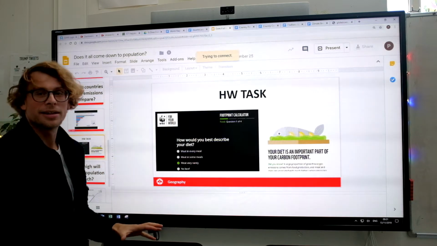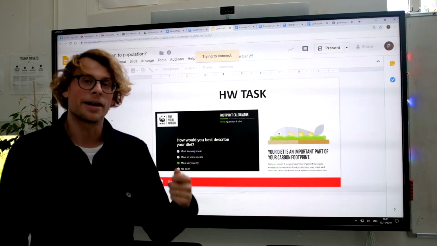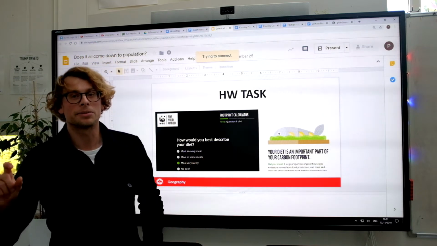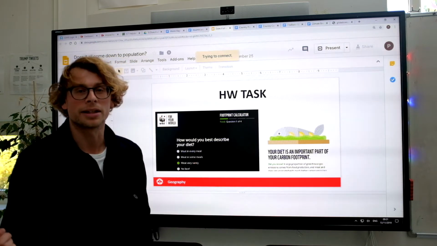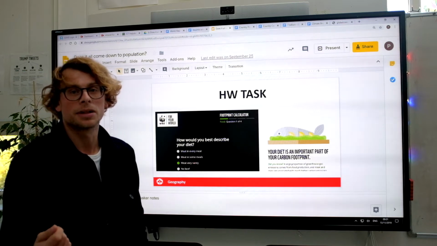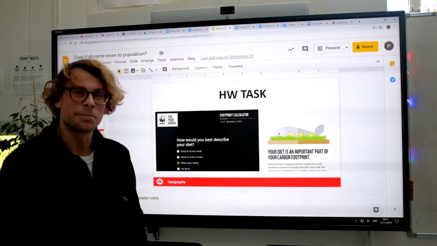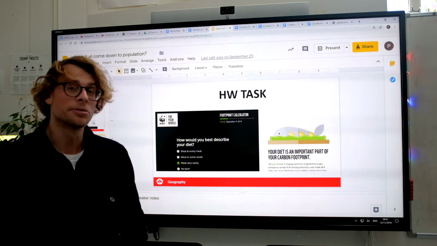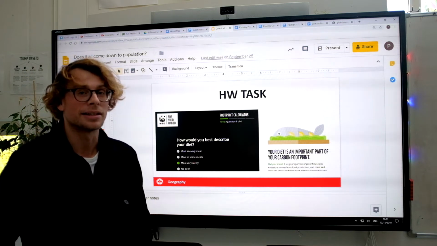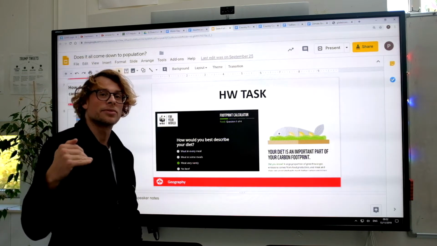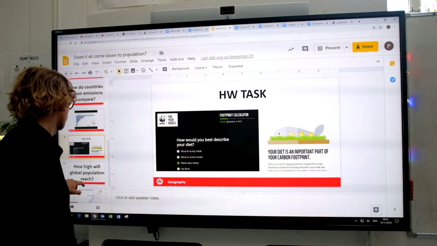The homework task here is for the students to be prepared for the next lesson, where they'll need to be able to use their own carbon footprint, so thinking about their annual carbon emissions. And there's quite a good calculator on the WWF website, which is really simplistic, if anything possibly too simplistic, but it gives a good baseline in terms of the students' carbon footprint.